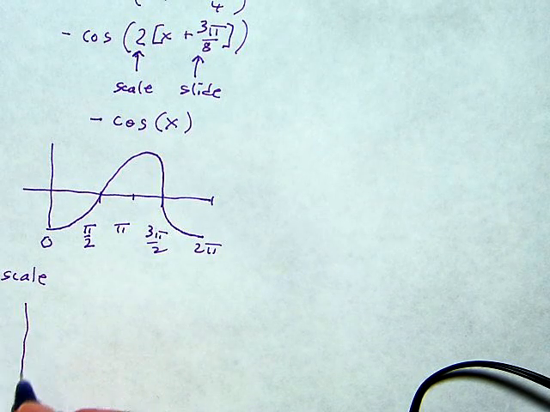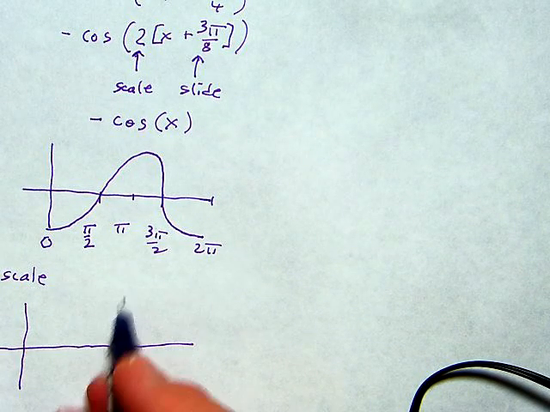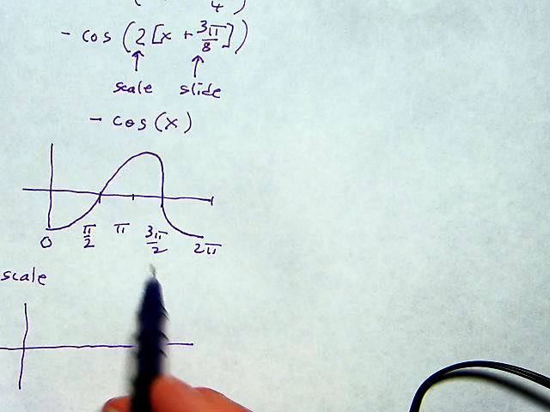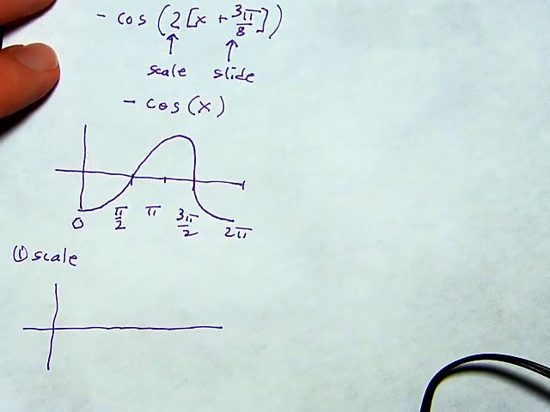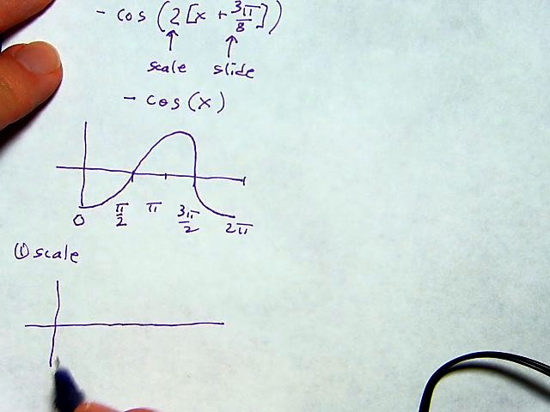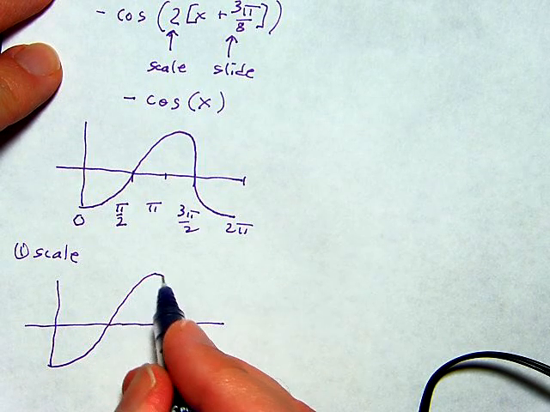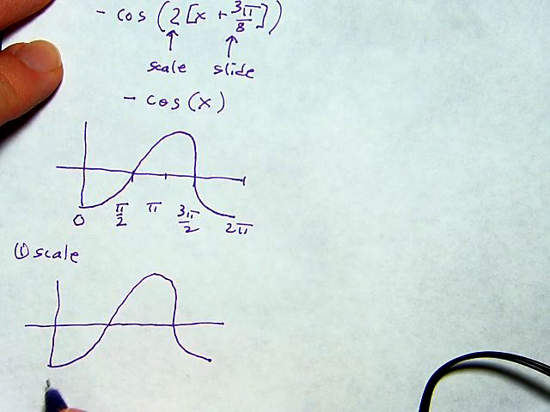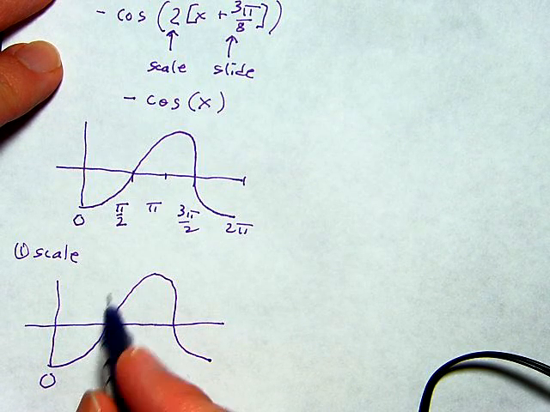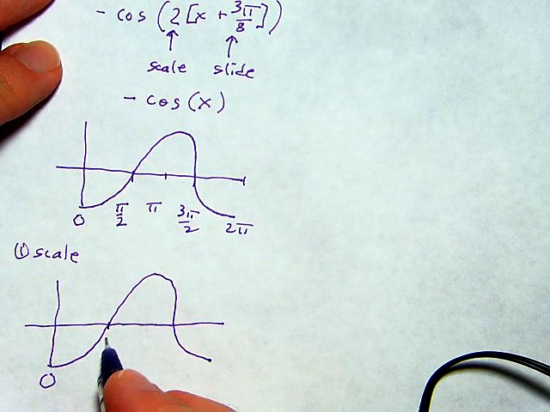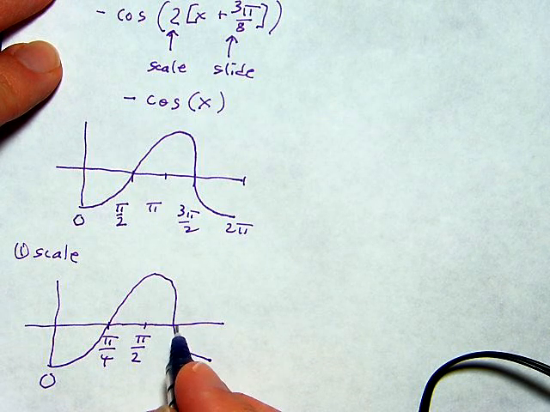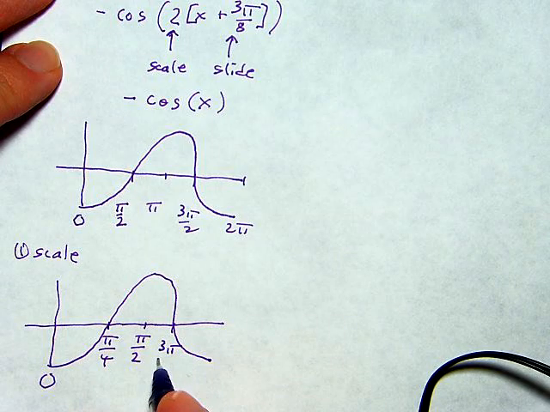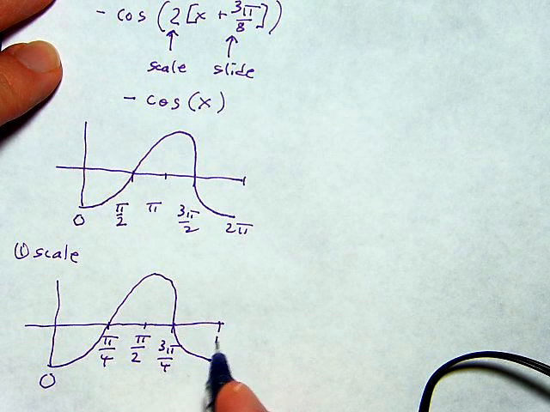Scale is relatively easy. I'm simply going to divide each one of these values by the scale, which is 2. So let's go ahead and divide everything by 2. I'm going to keep the same curve, but I'm going to have 0. Instead of pi over 2, I'm going to have pi over 4. Instead of pi, I'm going to have pi over 2. I'm going to have over here 3 pi over 4, and here I'm just going to have pi.